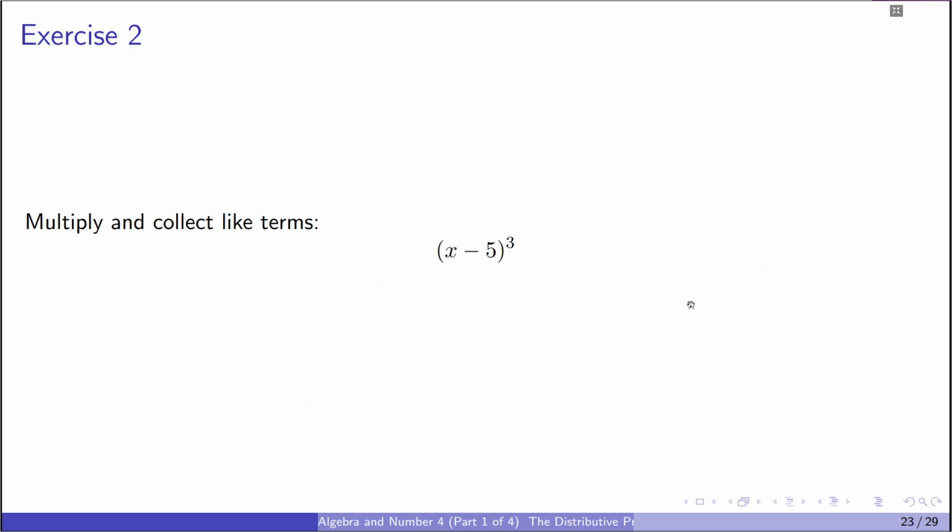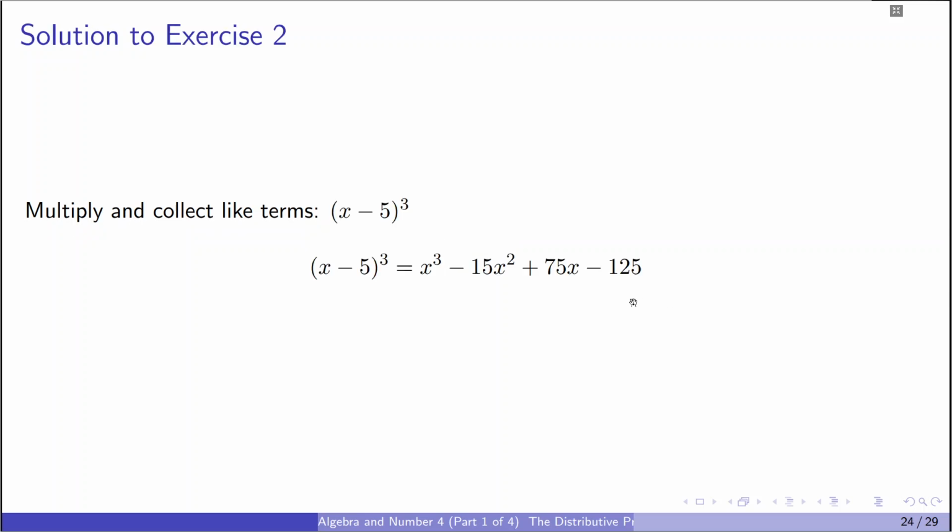Exercise 2. Multiply and collect like terms. We did an example very much like this, you might want to go back and use it as a model. Now pause and take whatever time you need. All right. In the end, x minus 5 cubed becomes x cubed minus 15x squared plus 75x minus 125. When we finally learn about the binomial theorem and the binomial terms, we will actually be able to take x minus 5 to any exponent and just go straight to writing down the final answer.